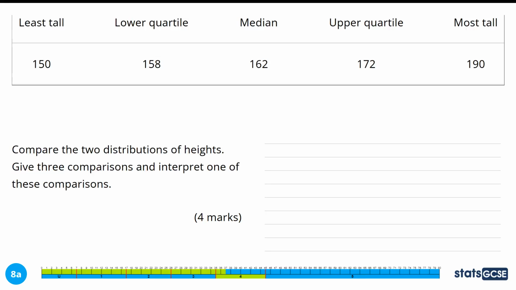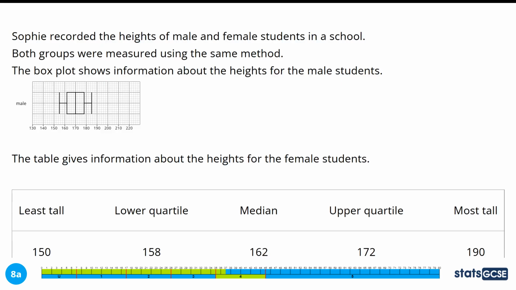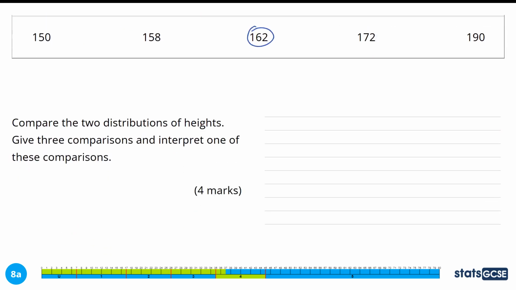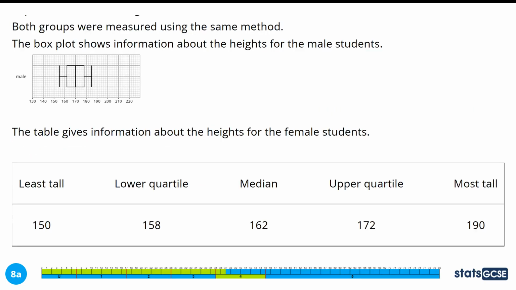Compare the 2 distributions of heights. Give 3 comparisons and interpret one of these comparisons. We're going to start by comparing the medians. Now the medians for the males was 170 and for the females it's 162. So in the comparison we're just going to write the median height for the male students is greater than the female students. Next we're going to compare the interquartile ranges.